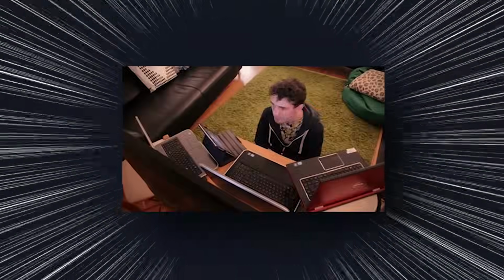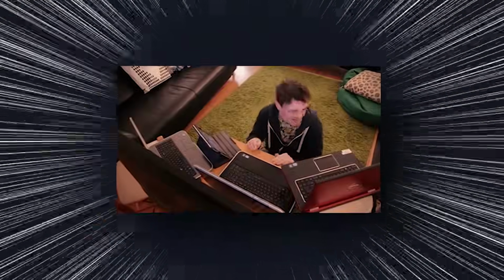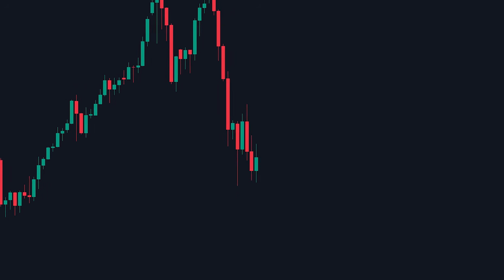Most traders look at a chart and see random price movements. They're placing trades based on hope, not strategy. But what if I told you that every single move the market makes follows a predictable pattern? Today, I'm going to reveal 6 core concepts that separate profitable traders from those who blow their accounts.